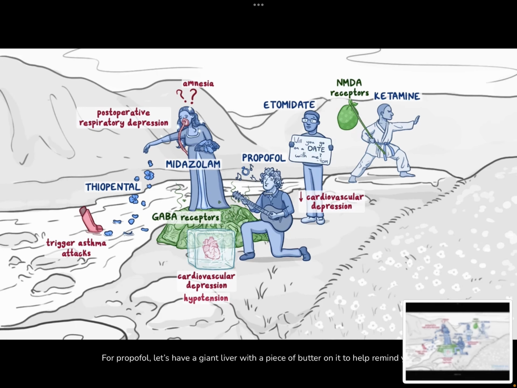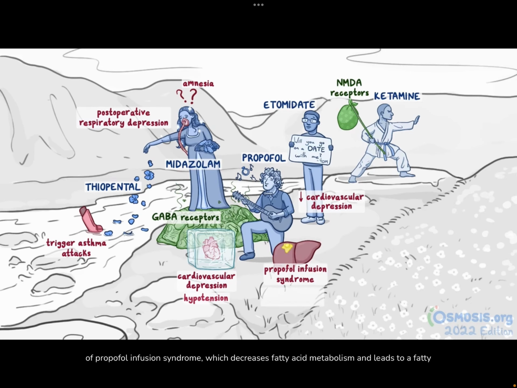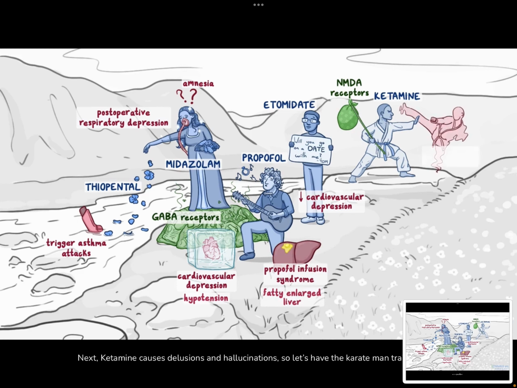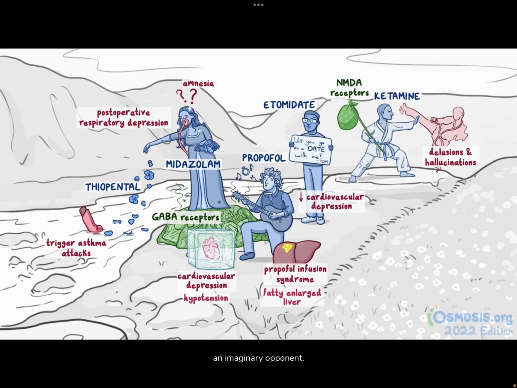For propofol, let's have a giant liver with a piece of butter on it to help remind you of propofol infusion syndrome, which decreases fatty acid metabolism and leads to a fatty enlarged liver. Next, ketamine causes delusions and hallucinations. So, let's have the karate man train against an imaginary opponent.